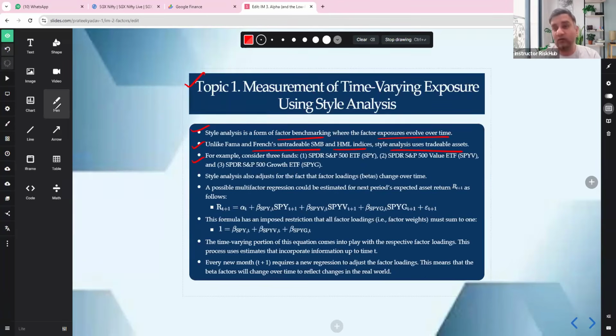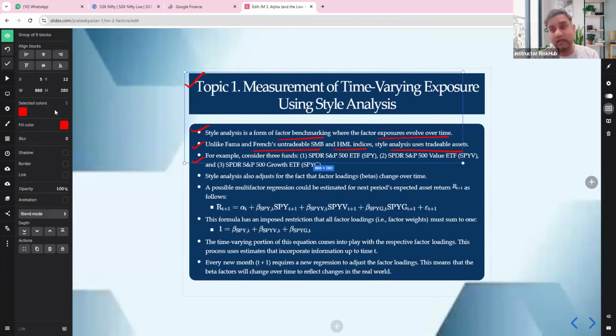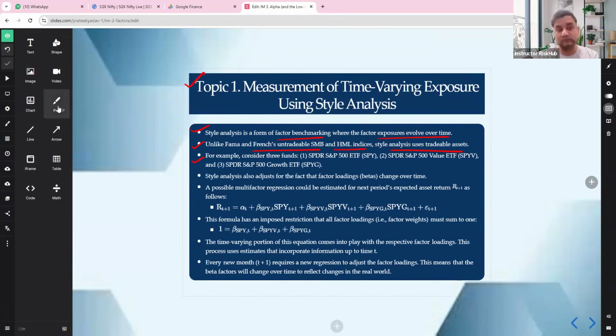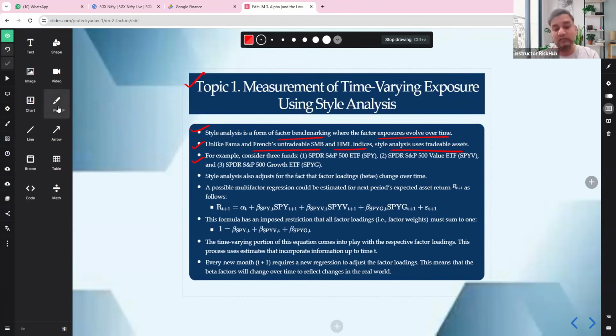For example, a portfolio is regressed using SPY, which is basically your factor for the market. You have SPYV, which is for value. Then you have SPYG, which is for growth. And then you have the core regression equation: alpha plus beta SPY and so on. An important constraint which you have to understand is that the weights sum to 1, which means the portfolio is fully invested, no hidden leverage, right?